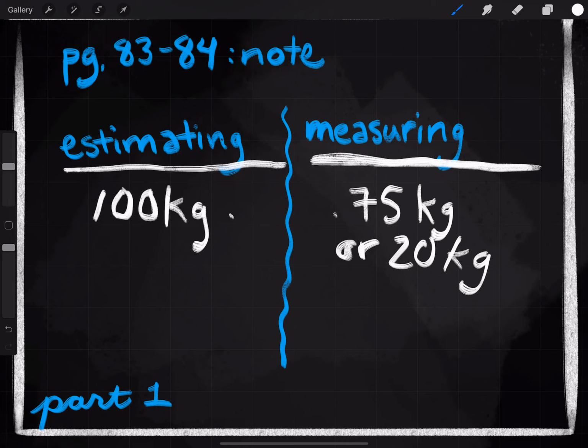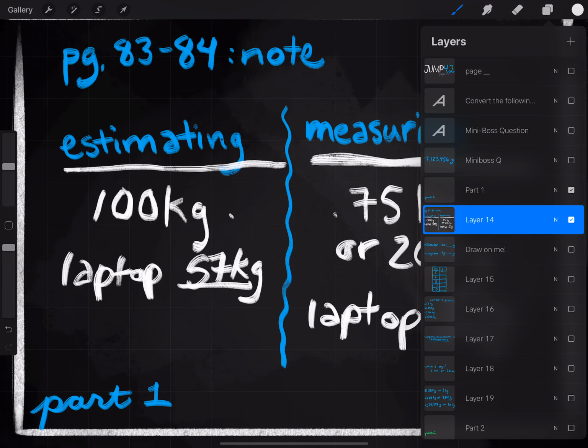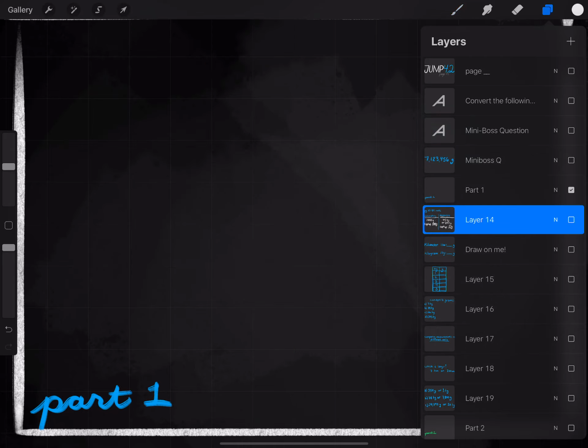So if it says, measure your laptop. Okay, first you might guess, my laptop weighs 57 kilograms. And then you weigh it. You say, oh, my laptop weighs 2 kilograms. So it's just to see if your estimate was close. Hopefully that will make sense when you get to that part.